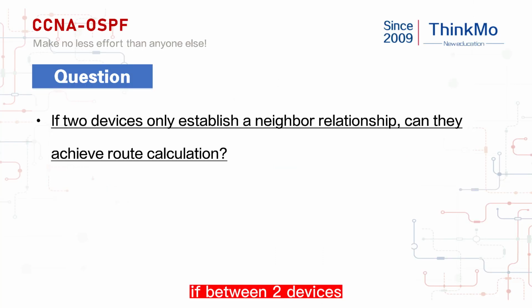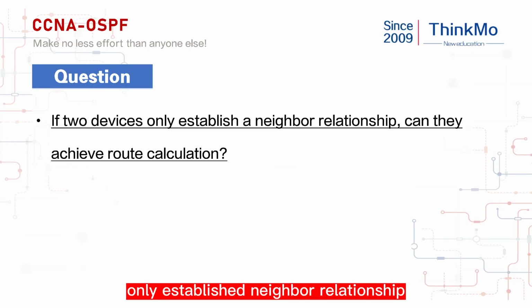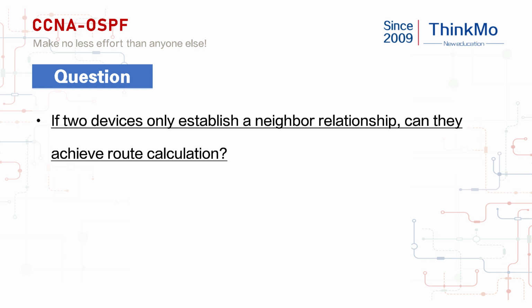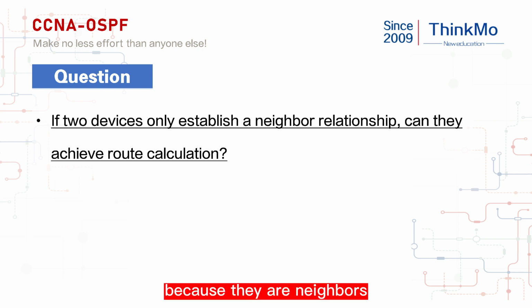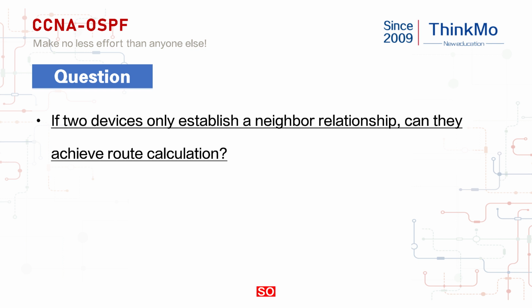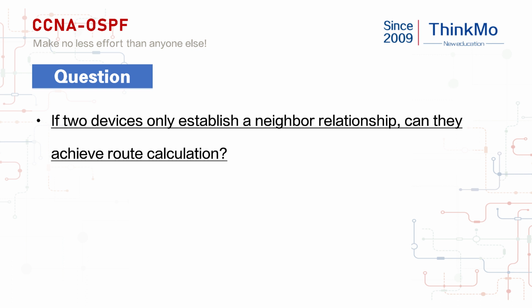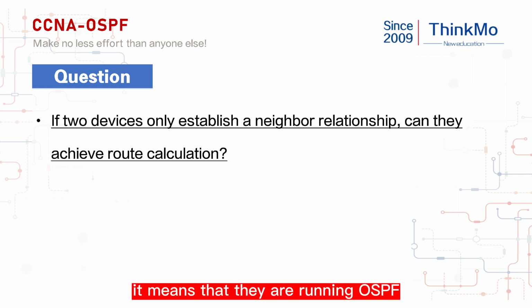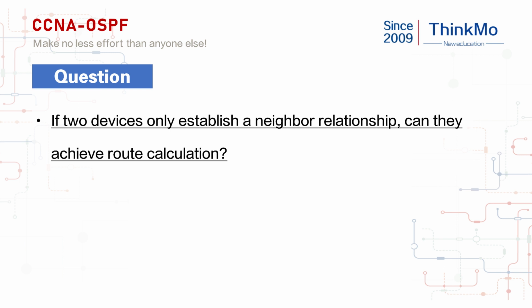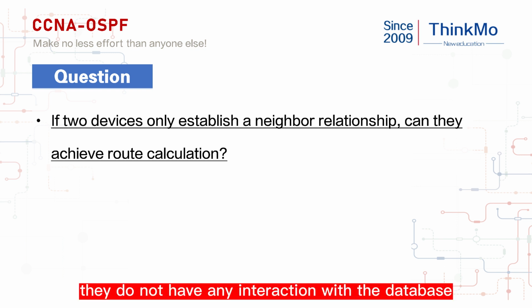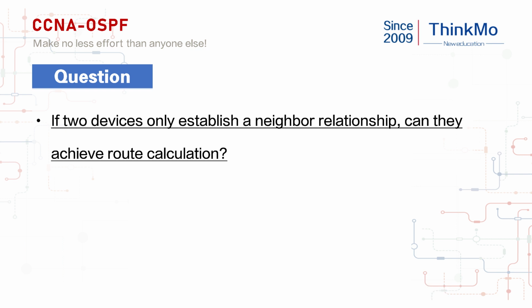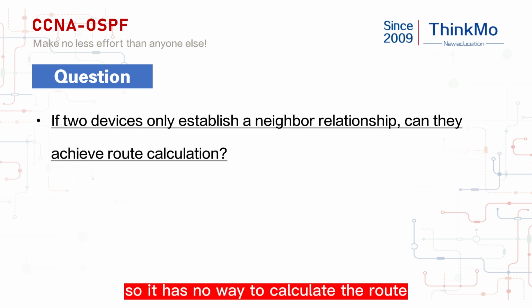If between two devices only a neighbor relationship is established, can they realize the calculation of routing? Okay. It is not possible, because as neighbors, no information is exchanged at all. So the neighbor relationship is just a confirmation of the relationship. It means that they are running OSPF on a network segment, nothing more. They do not have any interaction with the database, so it has no way to calculate the route.